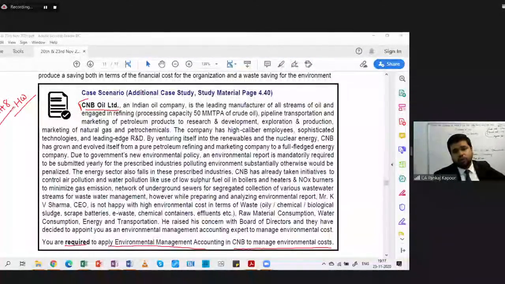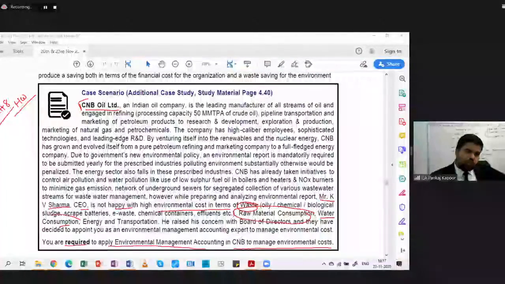But prior to giving you this case study as homework, I wish to discuss two lines of this particular case study along with you. Please read along with me. Mr. K.V. Sharma, CEO, is not happy with the high environment cost in terms of waste. We already discussed this in the above paragraph. Raw material consumption, we already discussed this point also in the above paragraph. The water consumption, we also considered how we can reduce the water consumption. Energy and transportation were also considered above.